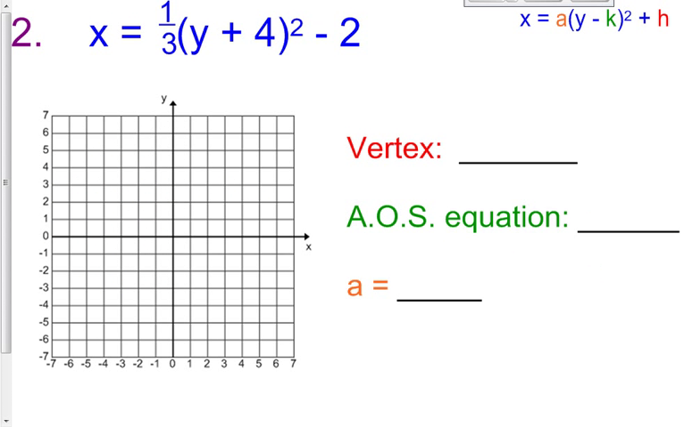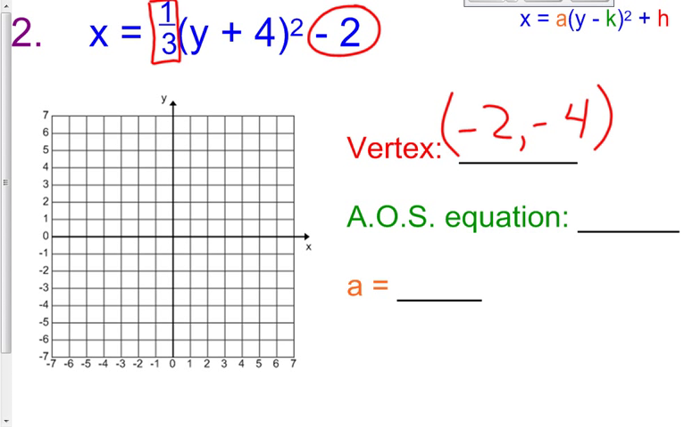So now let's try number 2. Number 2 is going to be a little bit trickier because we have an a value of 1/3. We don't have a pattern for that, so I'm going to teach you how to do that in just 1 second. But the vertex is going to be at the h and k. It's going to be at the value outside the parenthesis is your x, and the opposite of that binomial is going to be the y-coordinate.